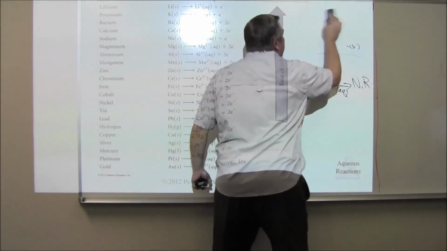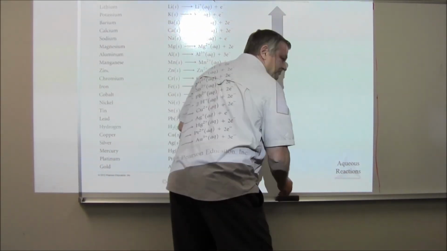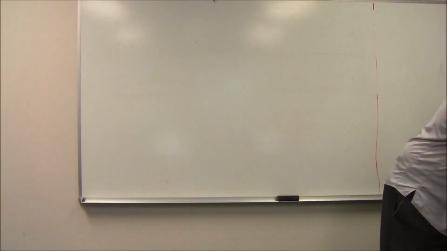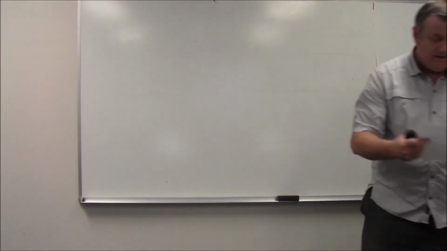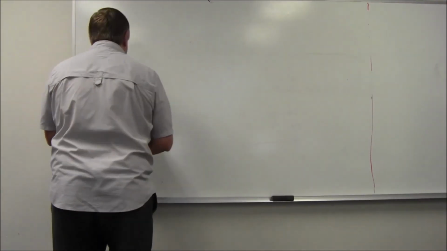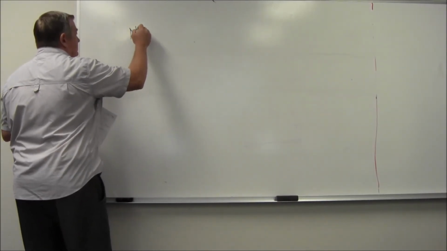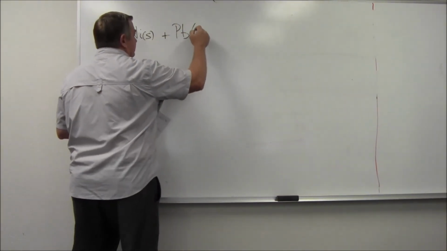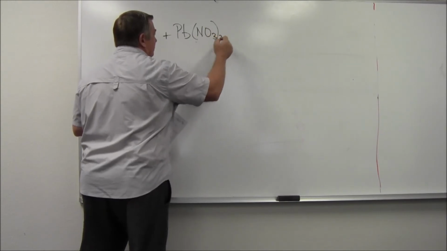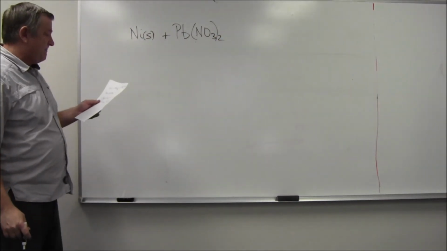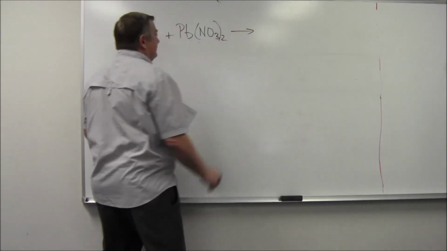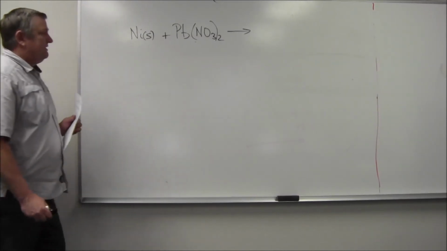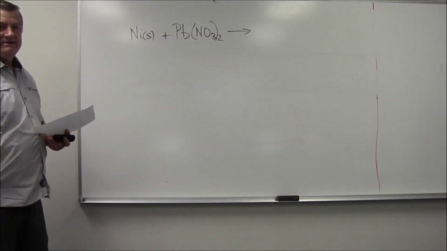Let's practice a few of these now. First one, let's take nickel, solid, and react it with lead 2 nitrate. Okay, and so here are the two reactants. Now the question is, is there a redox reaction with these species? And if there is, complete and balance.